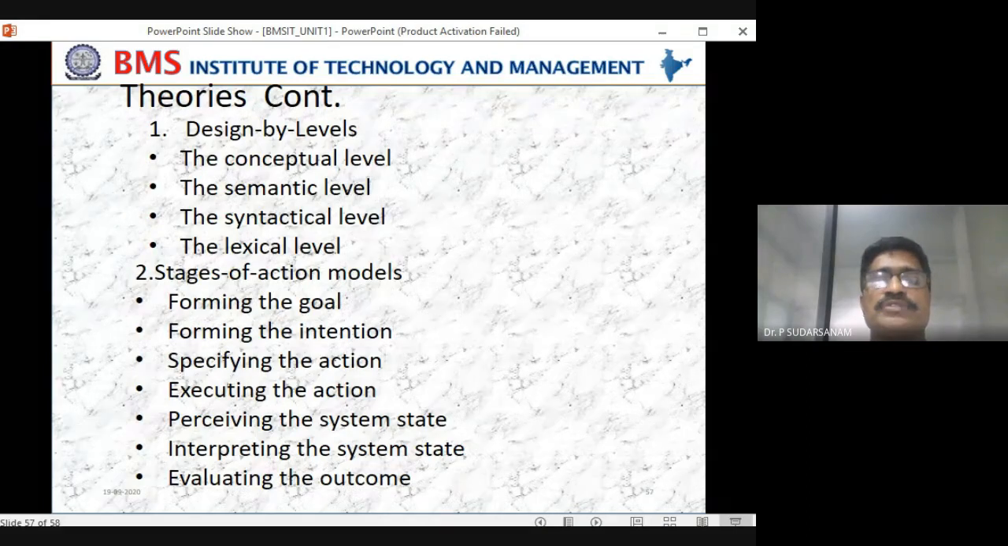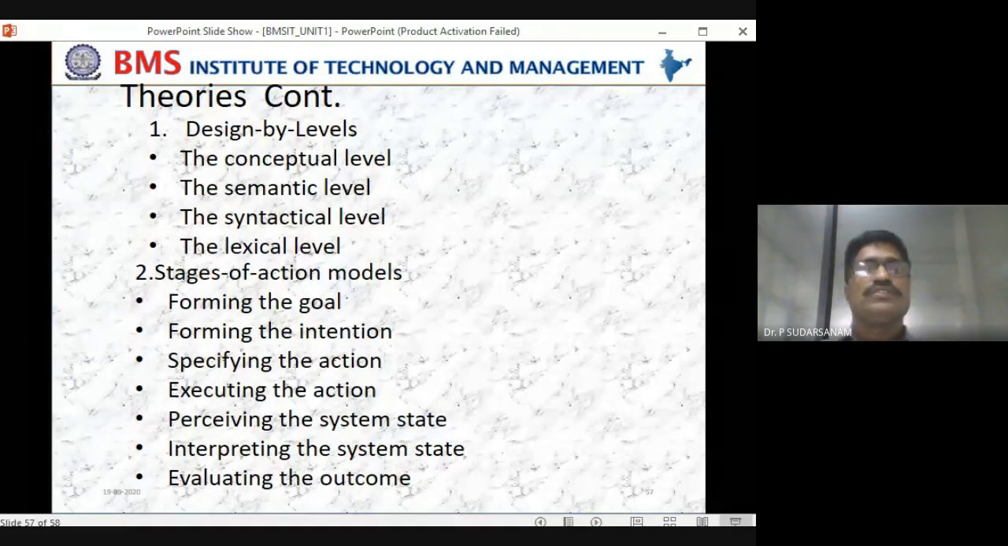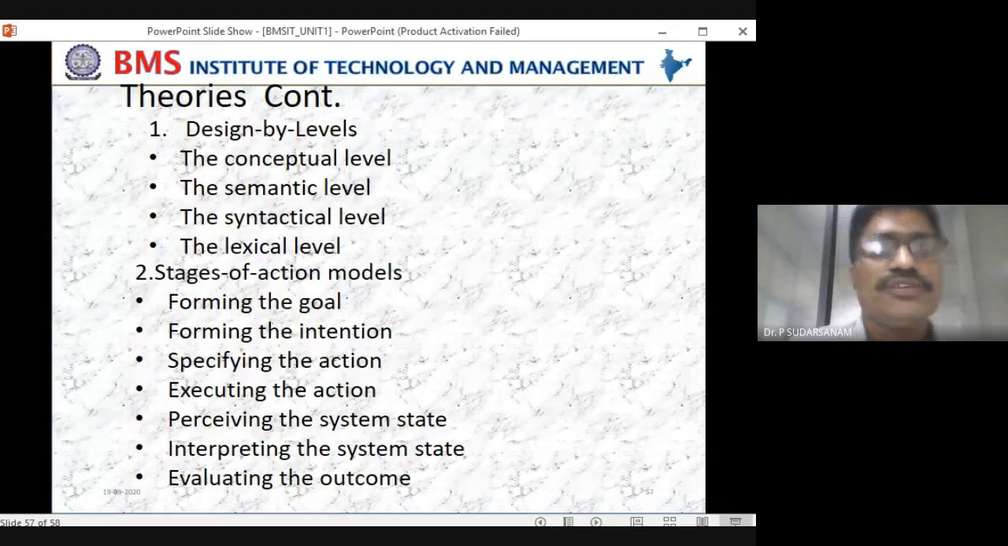First one is the conceptual level. Conceptual level is, as I told you, the interaction between the two things: whatever we are doing, how the interaction will happen. Semantic is what I told you: you have the input values and output values. You are entering something and you get output. For example, when you type a command line, you immediately get a response.